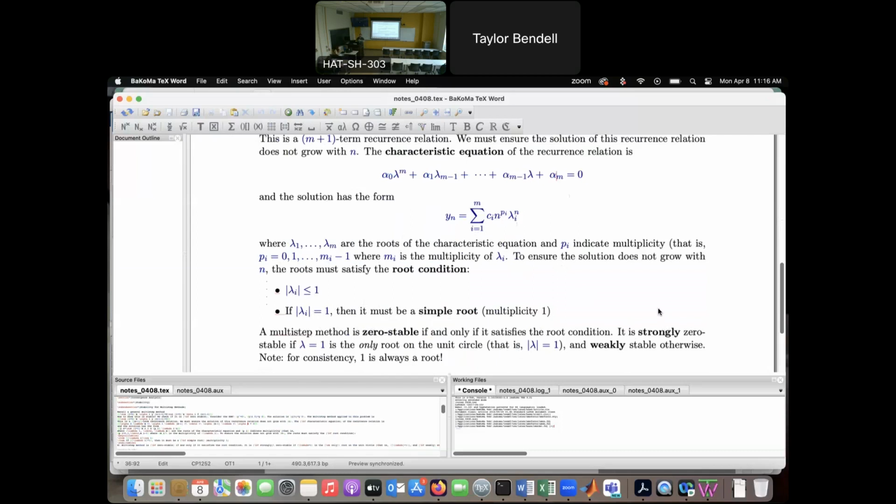For example, suppose a multi-step method has plus and minus 1 as roots. As long as they're simple roots, the method is zero stable. But having minus 1 as a root might not be a great thing, because then your solution has a factor of minus 1 to the n in it, so it has an oscillatory component, and you probably don't want that. Still stable though.